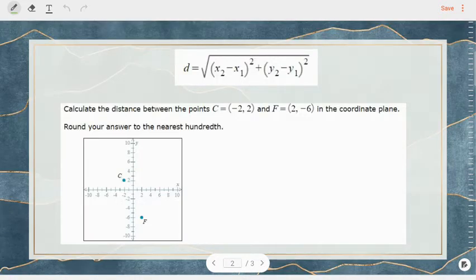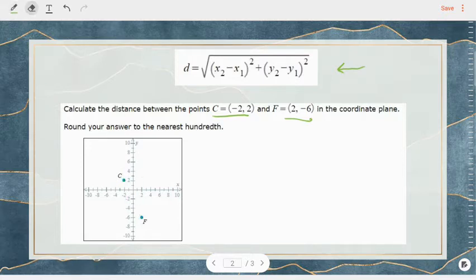You'll notice I have the formula written down. Every time I do this problem, until I've done it enough times that it's memorized, I can use this formula to help me remember. So I want to calculate the distance between the following points: C, which is at (-2, 2), and F, which is at (2, -6). In a previous lesson, we discussed how to use the Pythagorean theorem, drawing in a horizontal and a vertical, to find the distance between C and F.